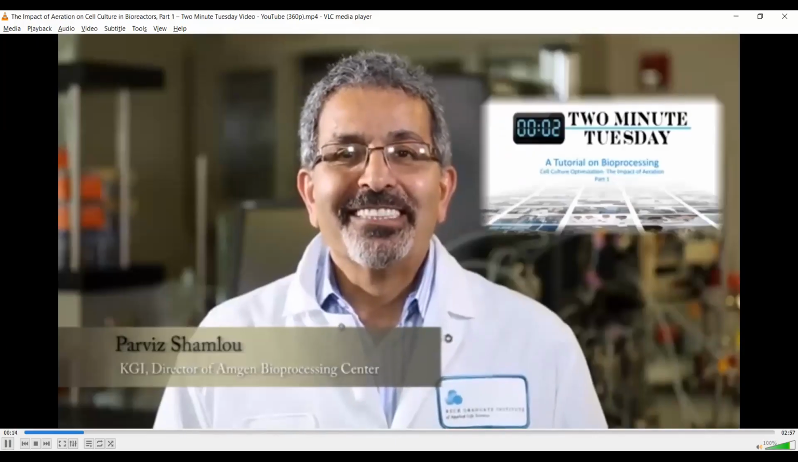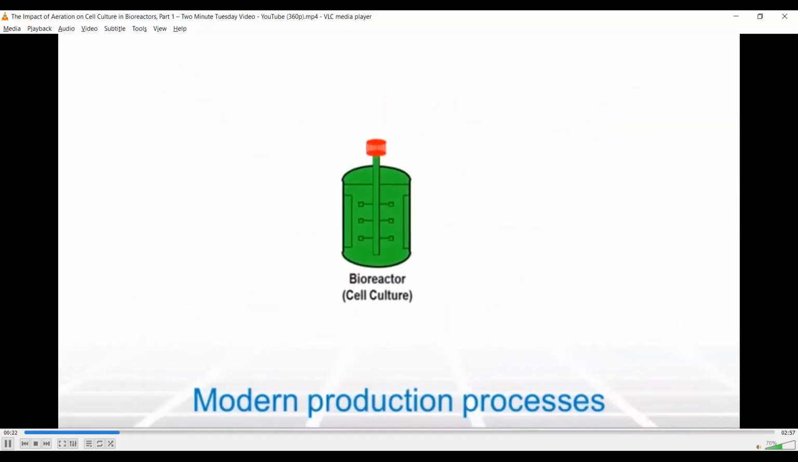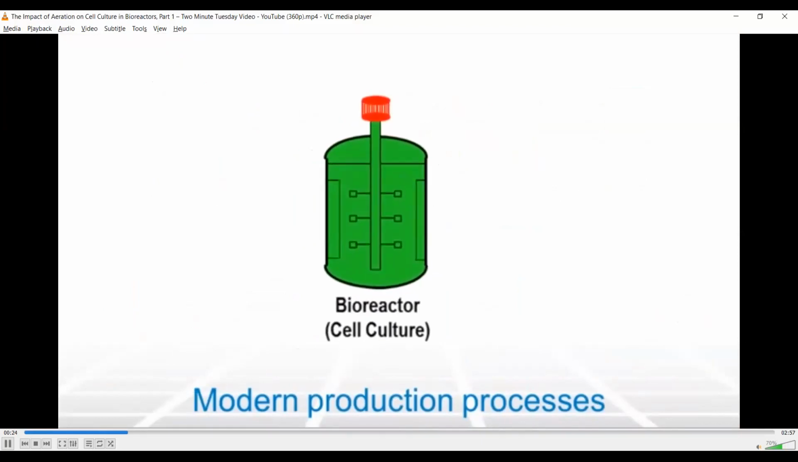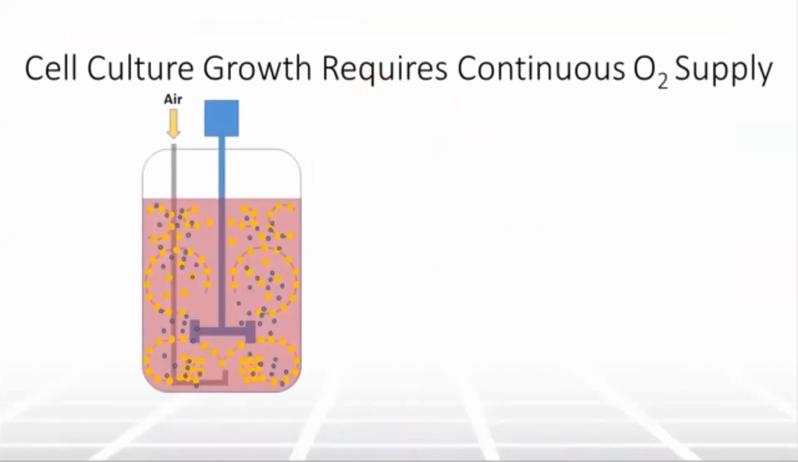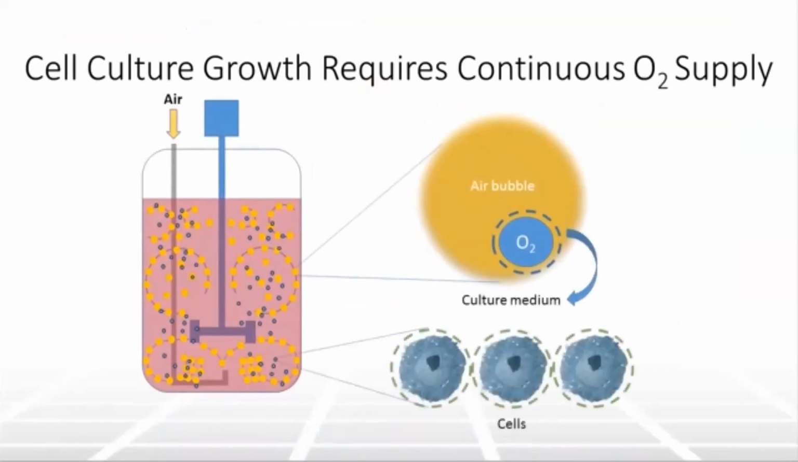Let's get started. Shown is a simple schematic of modern protein therapeutic production processes. Our focus today is optimizing cell culture. Many factors impact this, and one of those is aeration. One of the most important functions within a bioreactor is the delivery of oxygen to cells through a process called aeration. This is normally done through sparging of air followed by mixing.